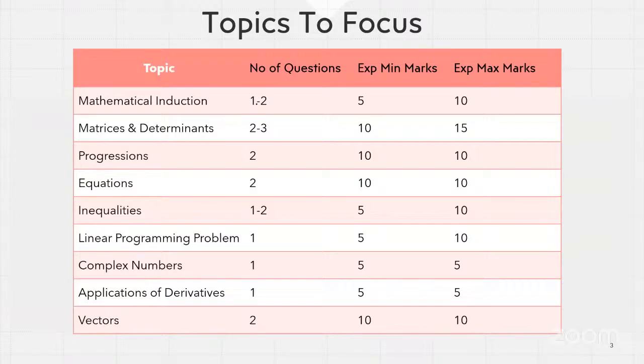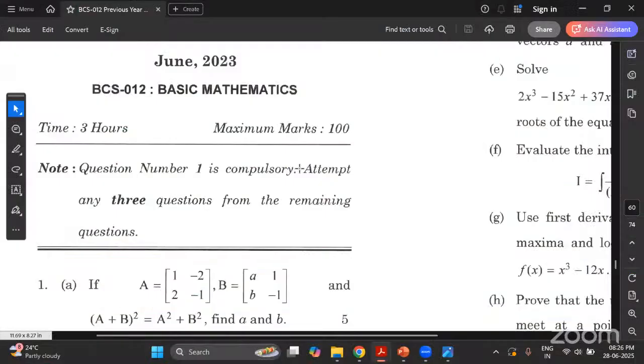Mathematical induction. 1 to 2 questions you will get of 5 marks each. Usually, one question is in the compulsory question section. The other question will be in the second or third question. That's how you're always going to get it. So you can see here the question papers.